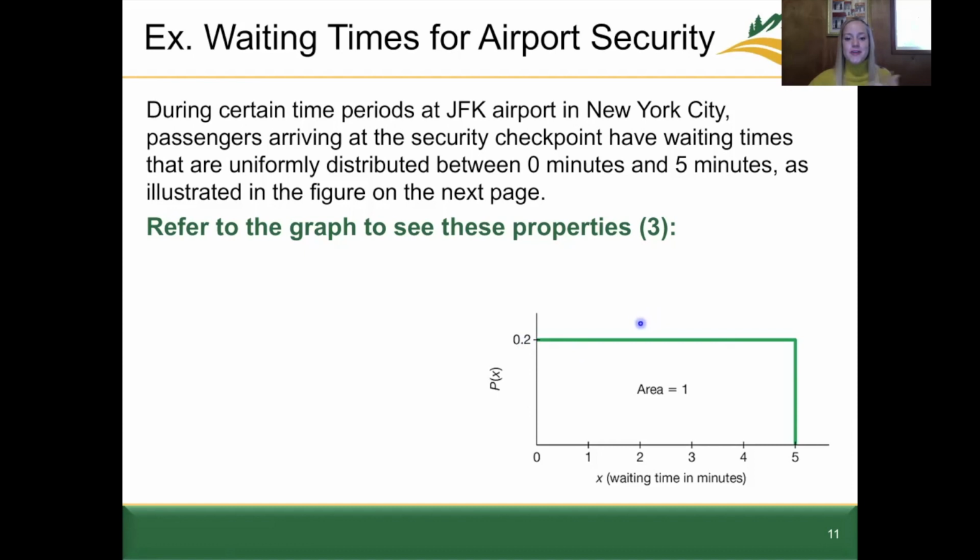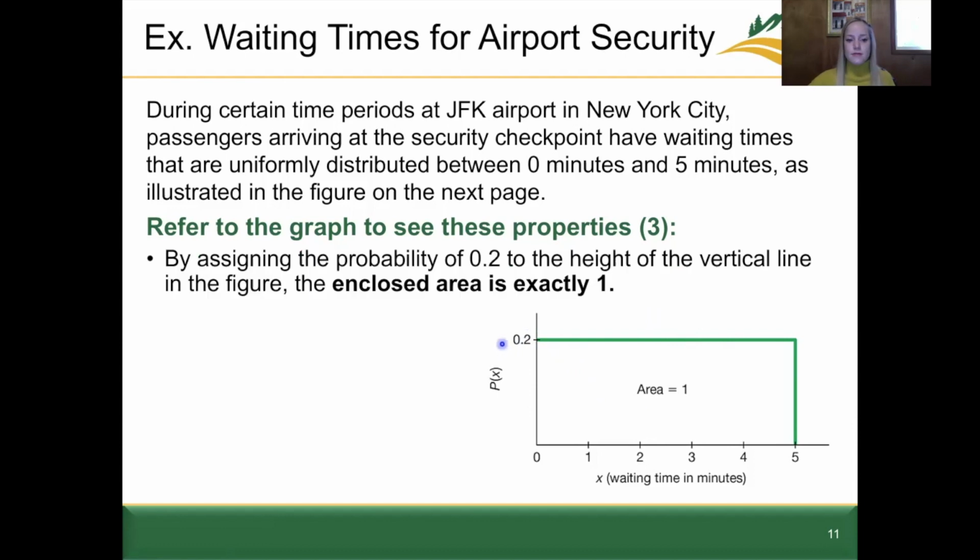Also importantly, for a uniform distribution, the area under the curve has to be equal to exactly 1. So if we were not given 0.2, we could figure this out. By assigning the probability of 0.2 to the height of the vertical line, it makes this area exactly 1. How would we figure that out on our own if we weren't given this value of 0.2?